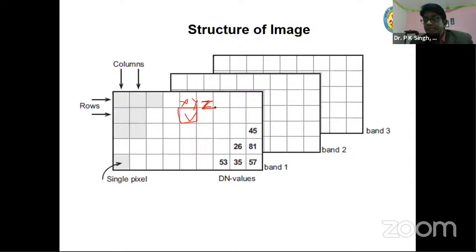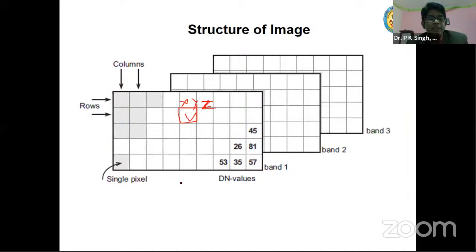It means it can write 256 times 256, which is equal to 65,000 something. So 65,000 plus types of information it can write. So that is the radiometric resolution of data. If it is 8-bit or 16-bit, it means how many types of data it can write, that is radiometric resolution. I will explain different types of resolution later on. So this is the structure of raster images.